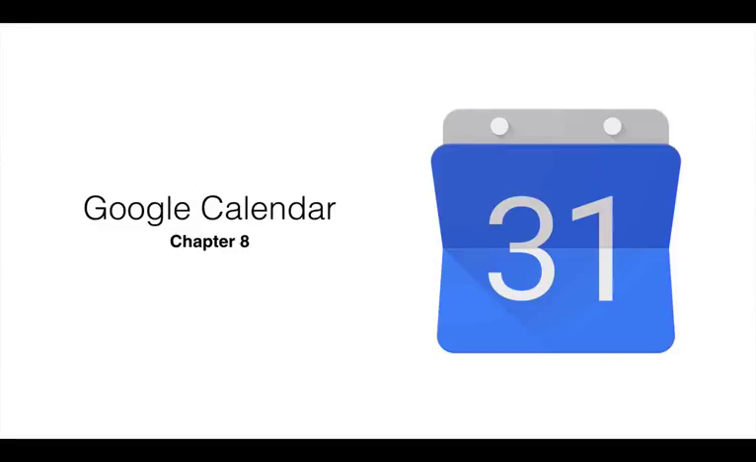Hi, welcome. This is the Google Calendar Chapter 8, and we're going to go through a quick overview on how to create a calendar, add appointments, add guests, print them properly, and share calendars as well. All right, let's get started.